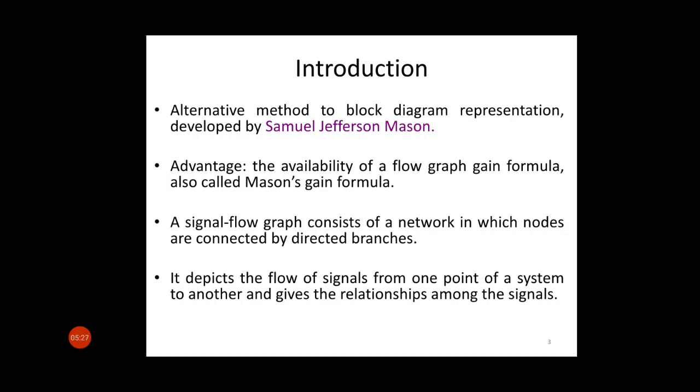See, a signal flow graph consists of a network in which nodes are connected by direct branches. Clear how they are connected? We have seen right now. The input node and output node are connected by an arrow, and this arrow is called a branch. So these two nodes are connected by direct branches. It depicts the flow of signals from one point of a system to another and gives the relationship among the signals.